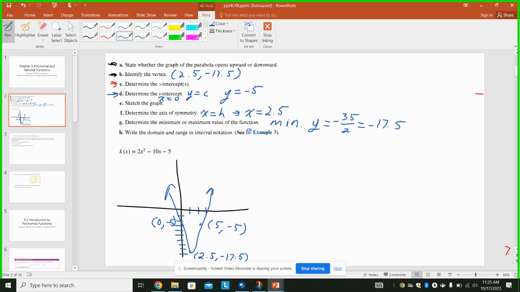All right, and then domain and range. What is the domain? It is the x values, yes. Good. That part never changes in a quadratic. The range goes from lowest to highest. So that negative 17.5 will get a bracket, and then all the way to what? Positive infinity, that gets a parentheses.